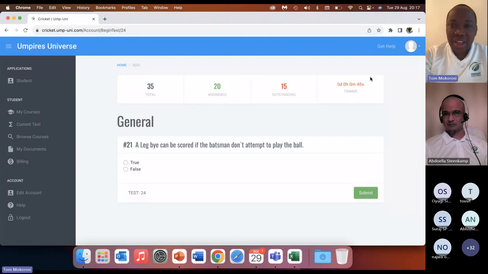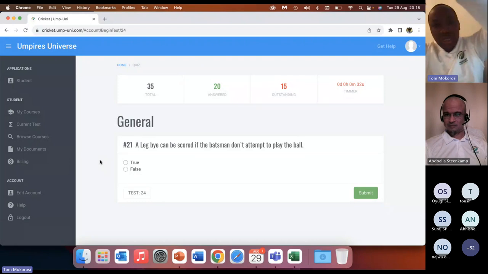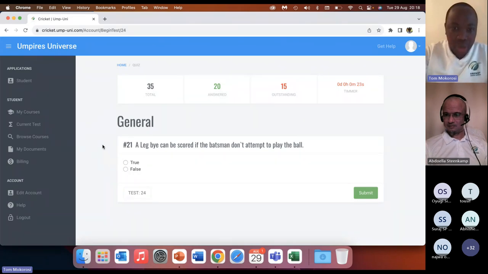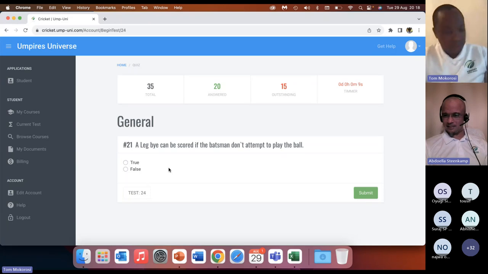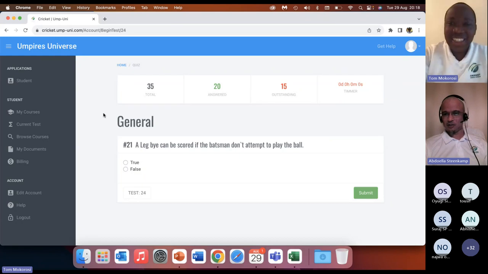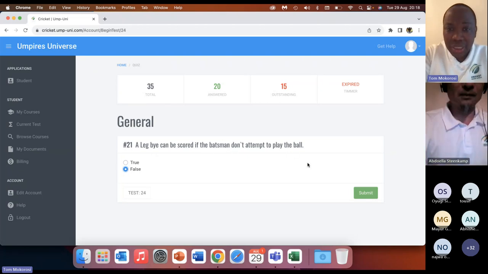Right, Abdullah, I think this is going to be the last statement that we submit an answer for. A leg bye can be scored if the batter does not attempt to play the ball. If a batter shoulders arms and the ball hits his or her pad and it goes towards fine leg, will they be allowed to run? Will we award leg byes? Any new hand up, Dula? I see a new hand. Yes, sir. The answer is false. Leg byes will not be awarded if a batter did not attempt to play the ball.